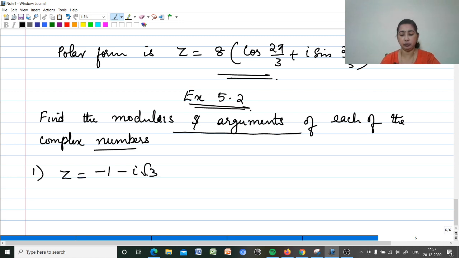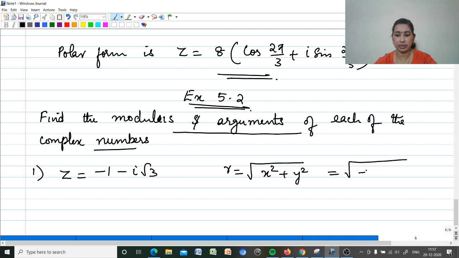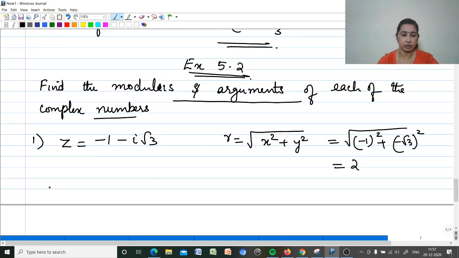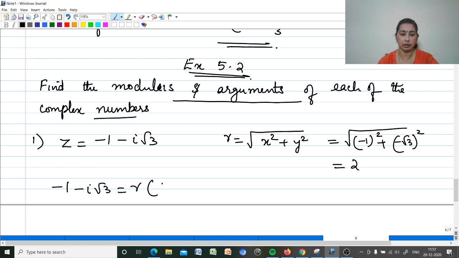So first we have to find out what is the modulus. Modulus means r is equal to root of x square plus y square, that is equal to root of minus 1 square plus minus root 3 square. So 3 plus 1 is 4, root of that is 2. So r we got, that is the modulus. Then we have to find the argument. For that we have to compare r cos theta and r sin theta. So minus 1 minus i root 3 is equal to r into cos theta plus i sin theta.